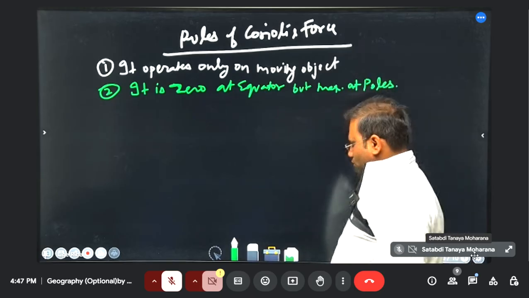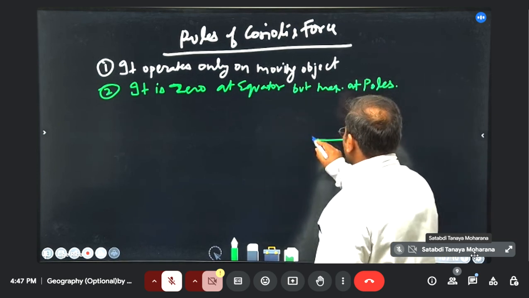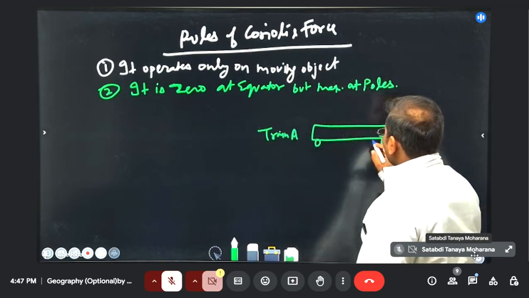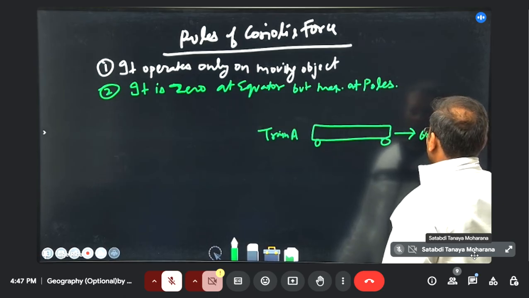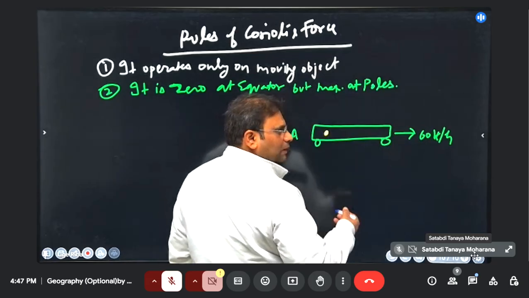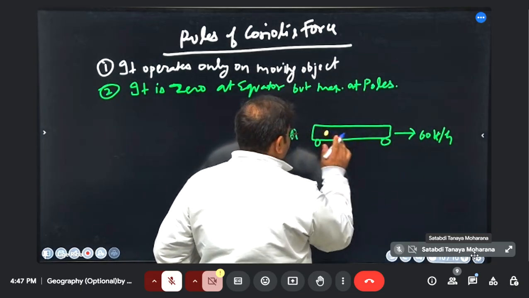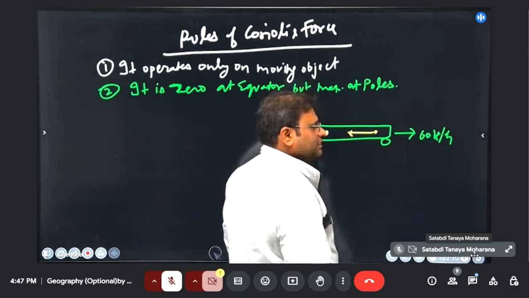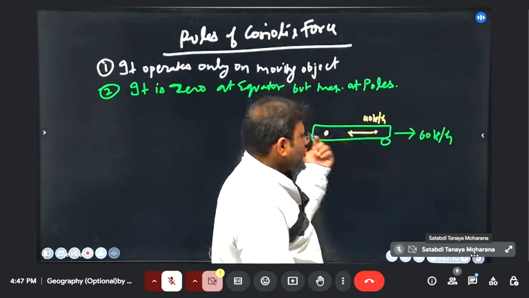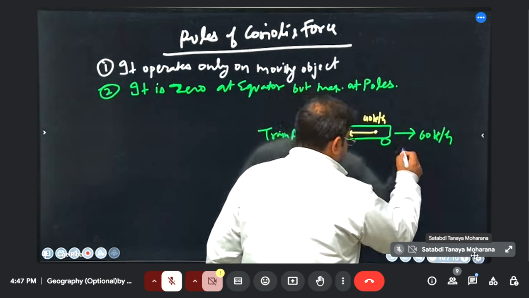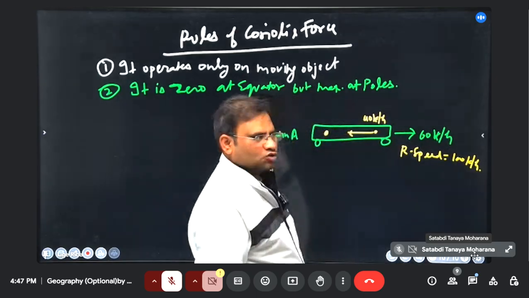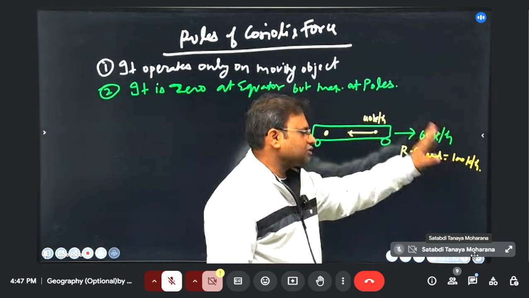Now, why is it zero? For that, you have to understand the same analogy again. This is train A. It is moving in this direction with say 60 kilometer per hour. Inside it, some person is sitting. This person is moving in the opposite direction with say 40 kilometer per hour. What is the relative speed? Opposite, 60 plus 40, 100. So the relative speed is 100 kilometer per hour. So train speed, relative speed. Say this is Earth, this is this person's relative speed.